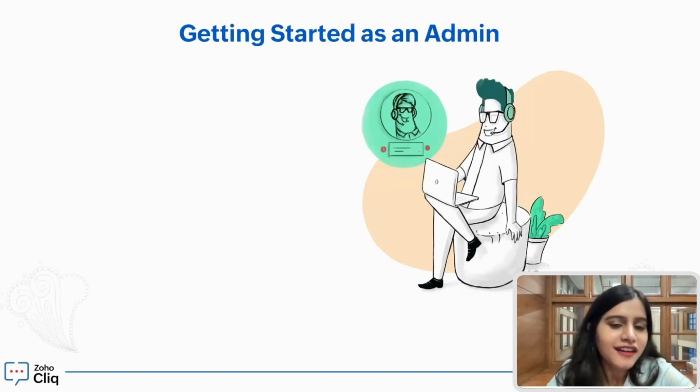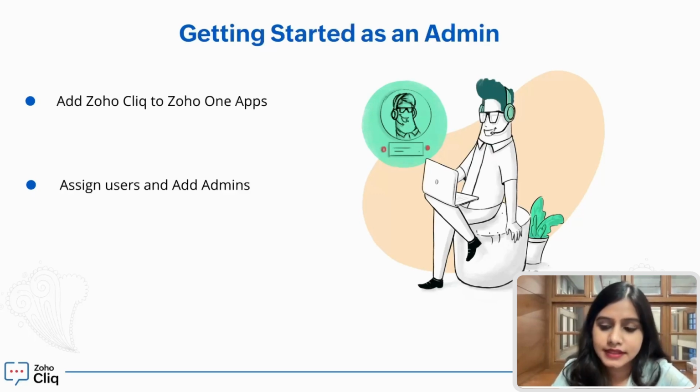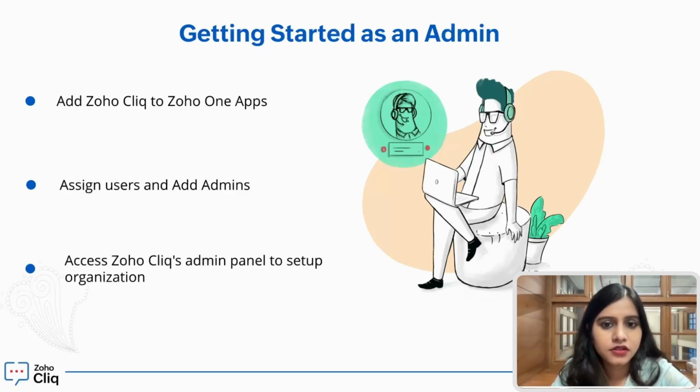So, if you are a Zoho One admin, this guide will help you enable Zoho Cliq for your organization. We'll cover how you can add Zoho Cliq to your Zoho apps, assign users to Zoho Cliq, and designate a Zoho Cliq admin. Once you've assigned, Zoho Cliq admins can access the admin panel to configure and optimize communications for their organization.